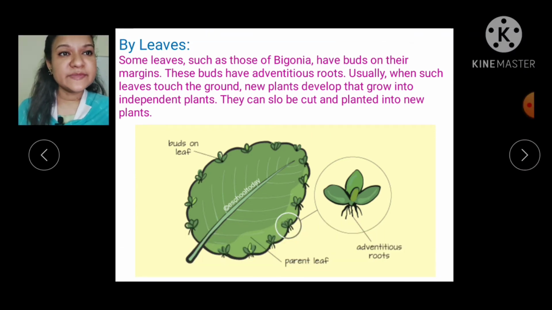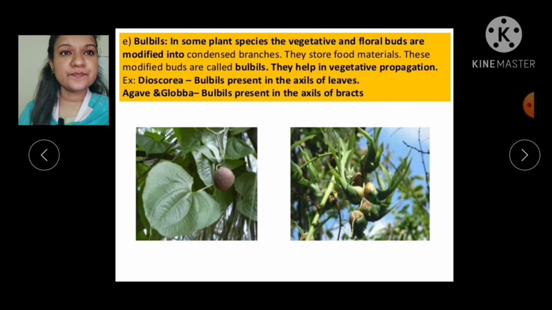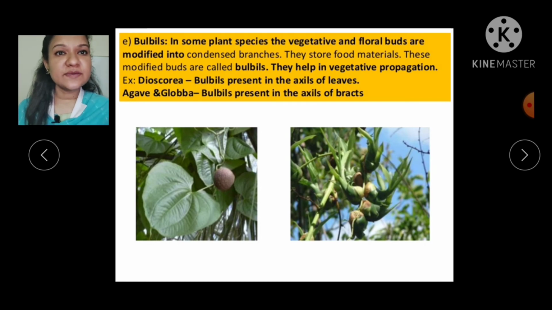These buds have adventitious roots. Usually when such leaves touch the ground, new plants develop that grow into independent plants. They can be cut and planted into new plants. Here this is the bulbil. I think this is new for you.